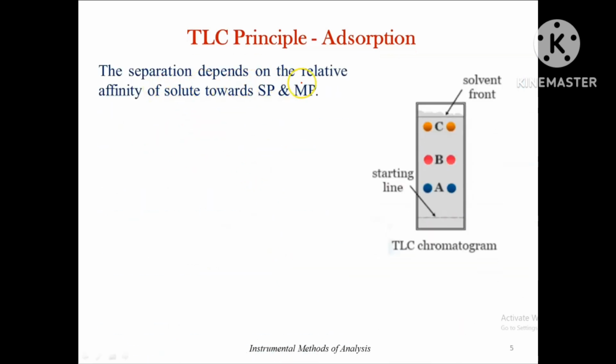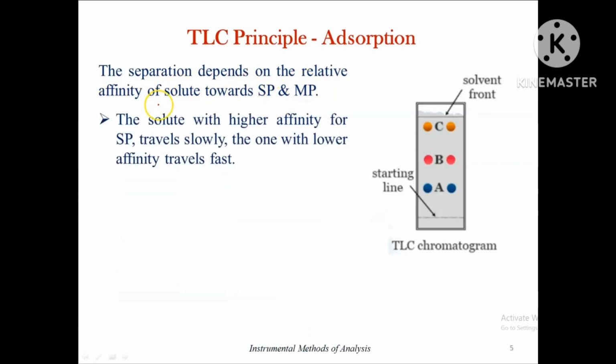The separation depends on the relative affinity of the solute towards stationary and mobile phases. The solute with higher affinity for the stationary phase travels slowly, while the one having lower affinity towards the stationary phase travels fast. So this picture depicts the chromatogram of a mixture which is separated into three components A, B and C. In this, component A has greater affinity towards the adsorbent layer or the TLC layer. That is the reason it traveled slowly.